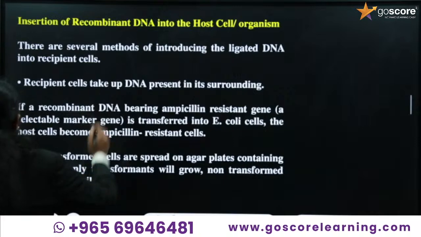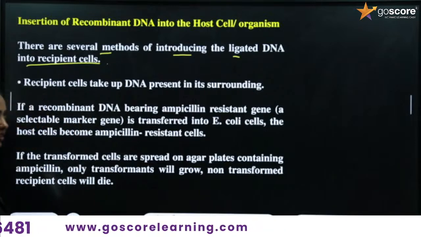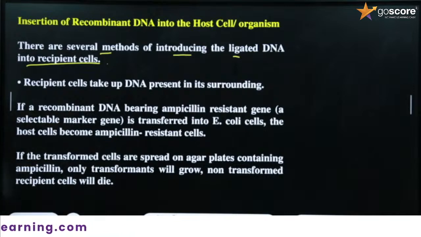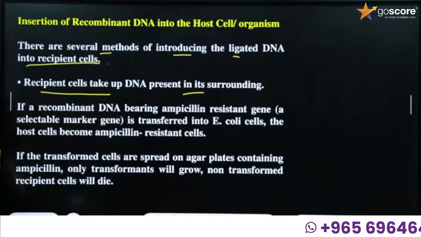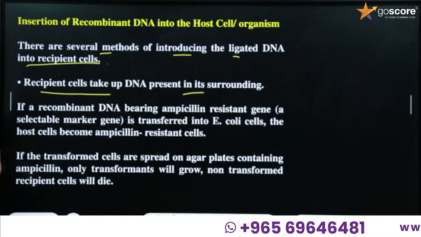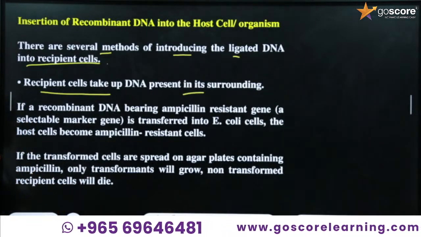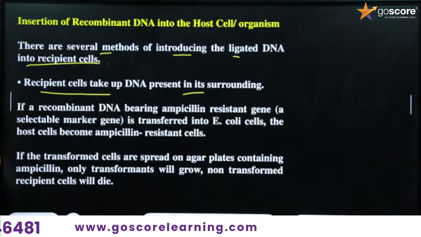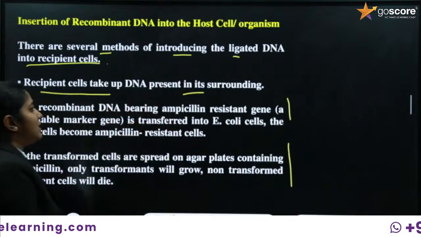So what happens here? There are several methods of introducing the ligated DNA into a recipient cell. There is a target cell, a host cell, and there are different techniques of introducing this DNA into the recipient cells. One is where the recipient cell takes the DNA into its body from its surroundings. We have also learned about the gene gun method, the biolistic method. Next, there are two different conditions applied. Let's see one by one.